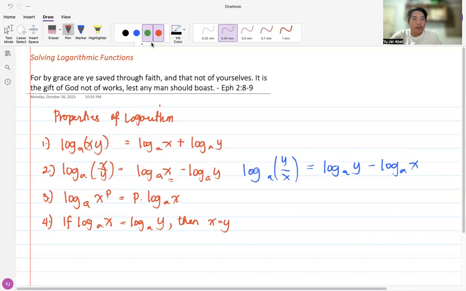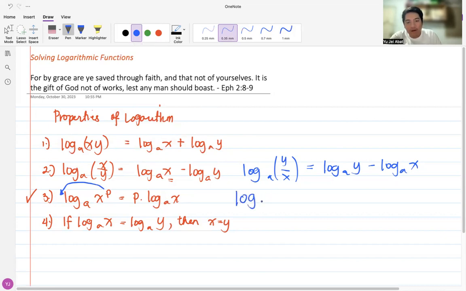So number 3, we have the logarithm of x raised to p, where p is any constant, raised to a certain exponent p, with base a. We can rewrite it as p multiplied by the log of x with base a. So simply, what we did is that we just put the exponent in front and multiply it to the whole logarithm. To see an example, let's take a look at this.